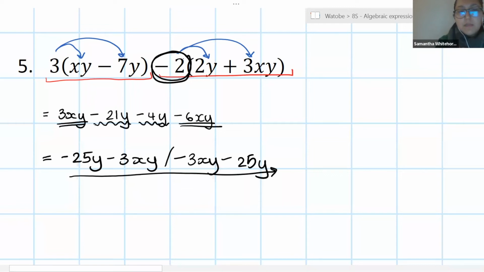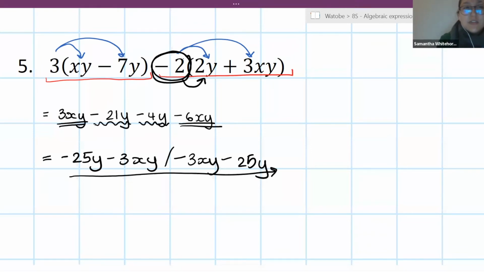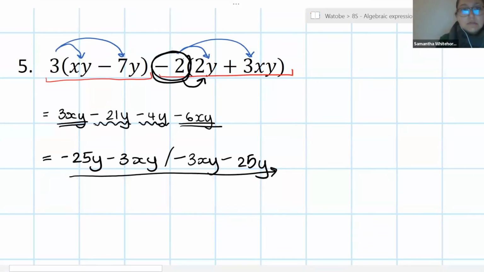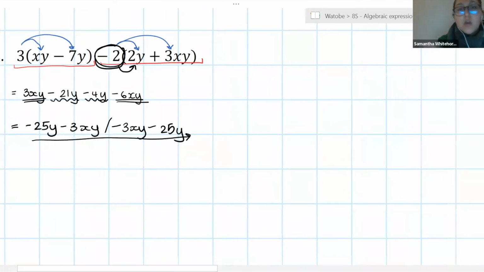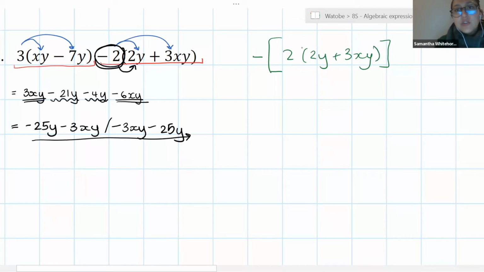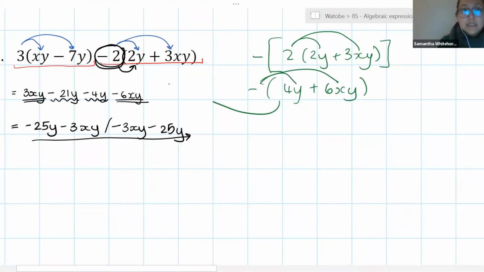So when we multiply in, we're multiplying in a -2. If you wanted to think of it slightly differently, how you could think of this is negative and then imagine it as 2 times the bracket 2y plus 3xy. And so then you could multiply the 2 into the bracket, leaving you with 4y plus 6xy. But then you still need to multiply the negative into that bracket. So it'll still take you to negative 4y minus 6xy.